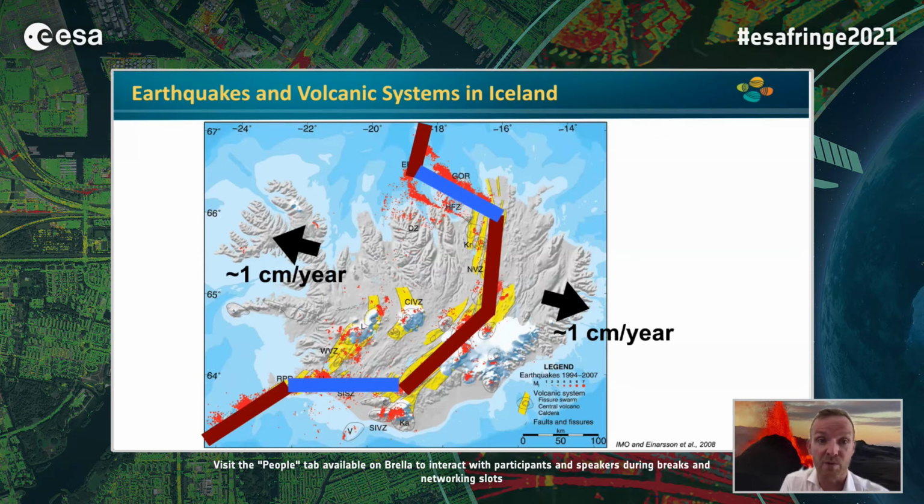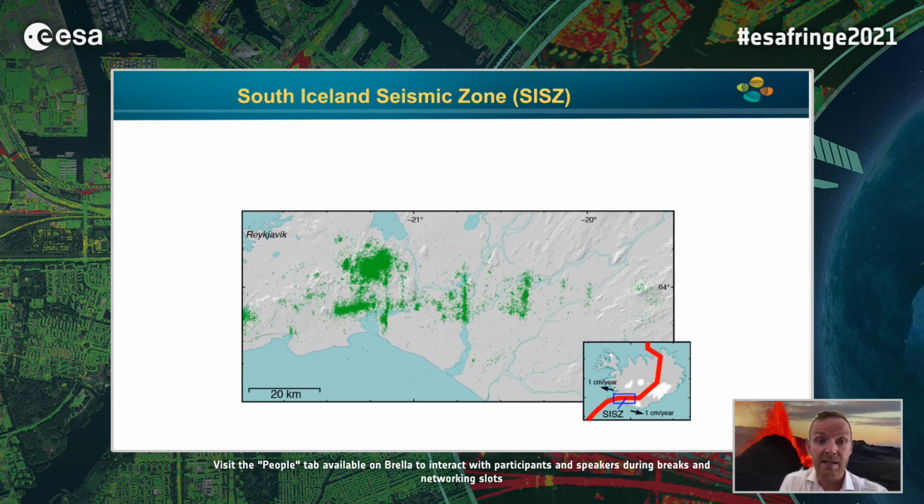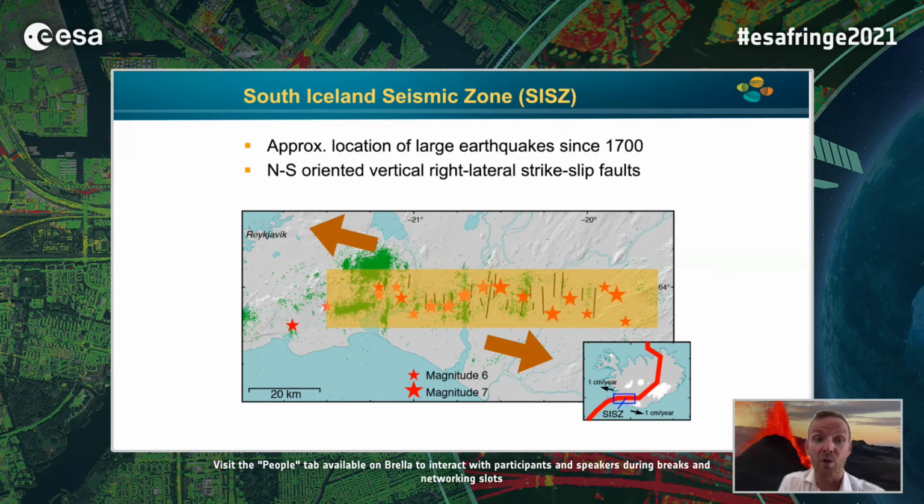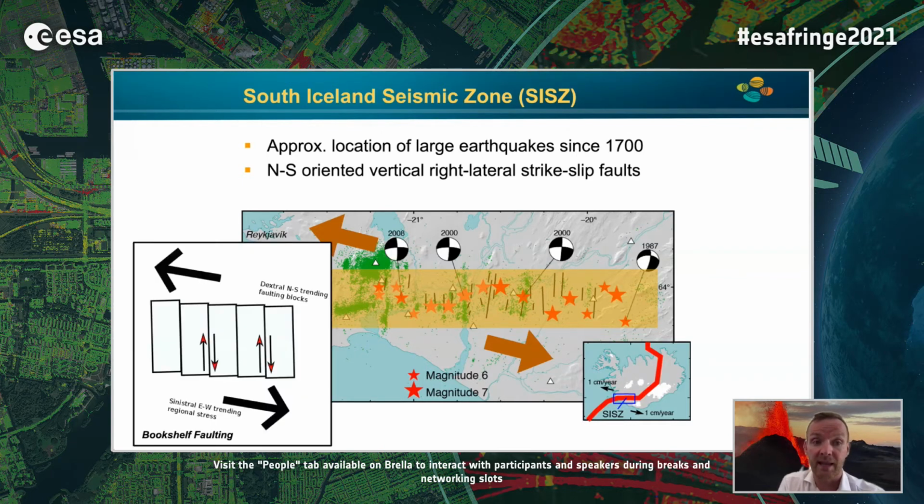100-kilometer long transform zones. In the south, it's the South Iceland transform zone, a left lateral transform. And if you zoom into that, this is approximately the location of the large earthquakes in the past 300 years. And they delineate very nicely this east-west trending zone where you have this left lateral transform motion. However, there's not a big left lateral transform fault. The earthquakes are taken up on these short vertical north-south right lateral strike slip faults, a case that we often refer to as standard bookshelf tectonics.